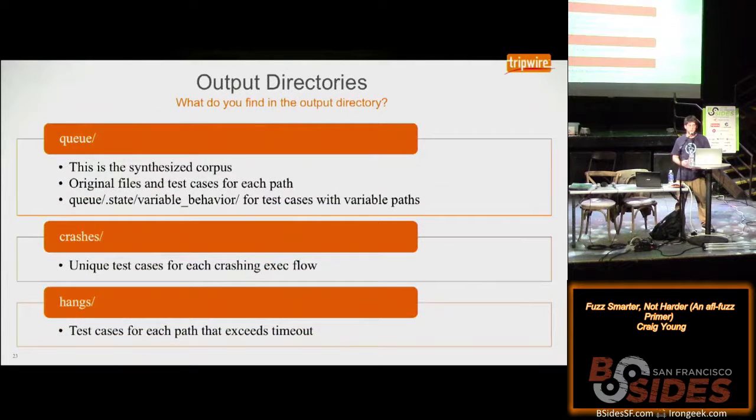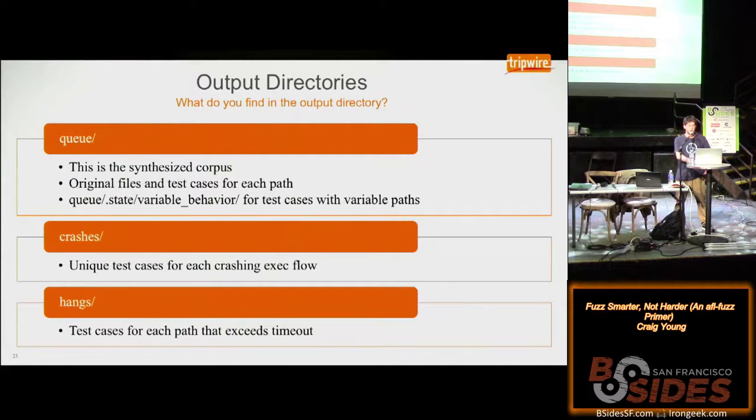As your fuzz progresses, it's going to start populating a few directories as well as creating a few files. Within the queue directory, this is where all of the interesting test cases are. So that's essentially your synthesized corpus. The crashes directory, of course, has your unique crashes, and your hangs directory has those test cases that were exceeding the timeout.